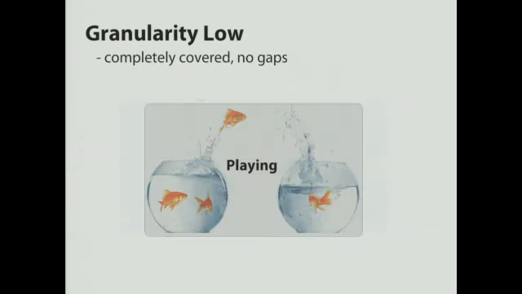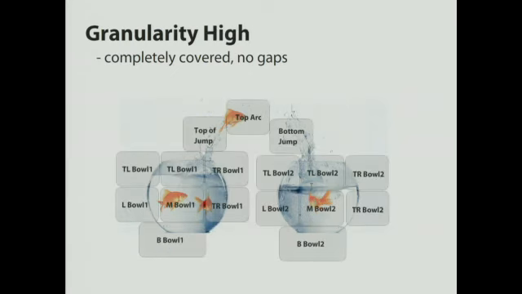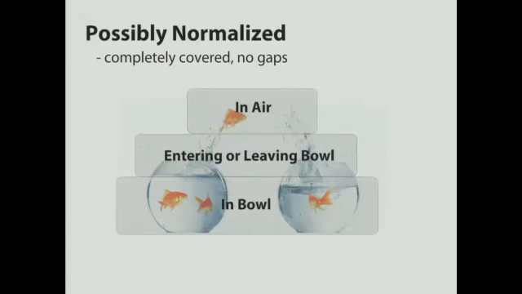State topologies have different granularities depending on what you're interested in. So we can imagine if we only care if the fish is playing or not, we might have just a single state, which is useful enough for us. We can also go to the opposite end of the spectrum. We can say that the fish is on the bottom or the top, or all these different variations. We might normalize it, saying that we only care if the fish is in the bowl, leaving the bowl, or in the air. That might determine the fish's behavior.